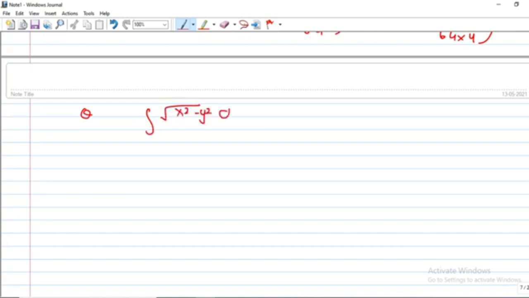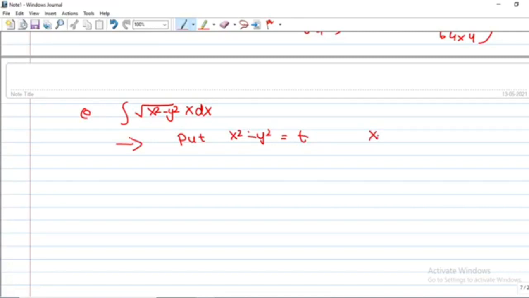Under root x square minus y square x dx. If we take this question just for the sake of revision, how will you solve this? Let me write it properly. What I have to integrate is under root x square minus y square x dx. So what we are going to do is put x square minus y square as t. If you differentiate it with respect to x, you will get 2x dx is equal to dt. Now you can substitute x dx by dt by 2, and here you can substitute this t, and this will be dt by 2.